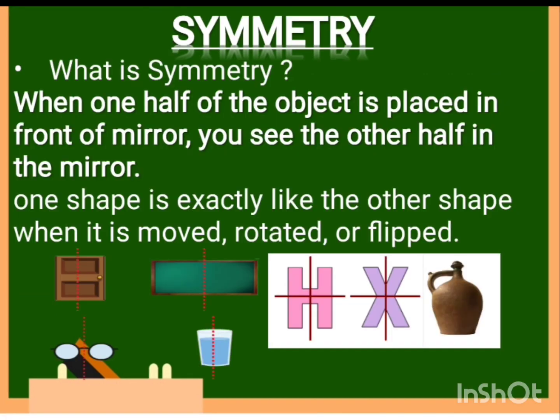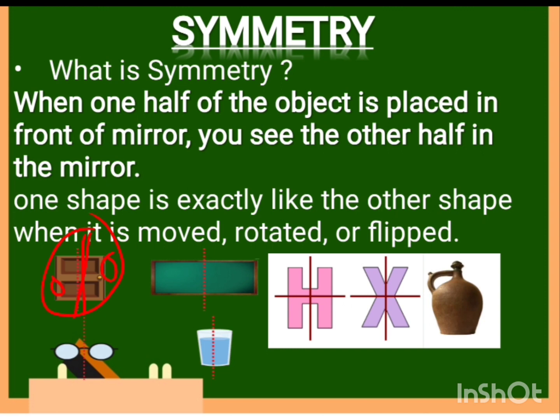Now we will see one more interesting topic, that is symmetry. What is symmetry? When one half of the object is placed in front of a mirror, you see the other half or other part in the mirror. In other words, we can say one shape is exactly like the other shape when it is moved, rotated or flipped. Let us see, this is a door, and if I draw one line in the middle of this door, both sides of the door look the same.